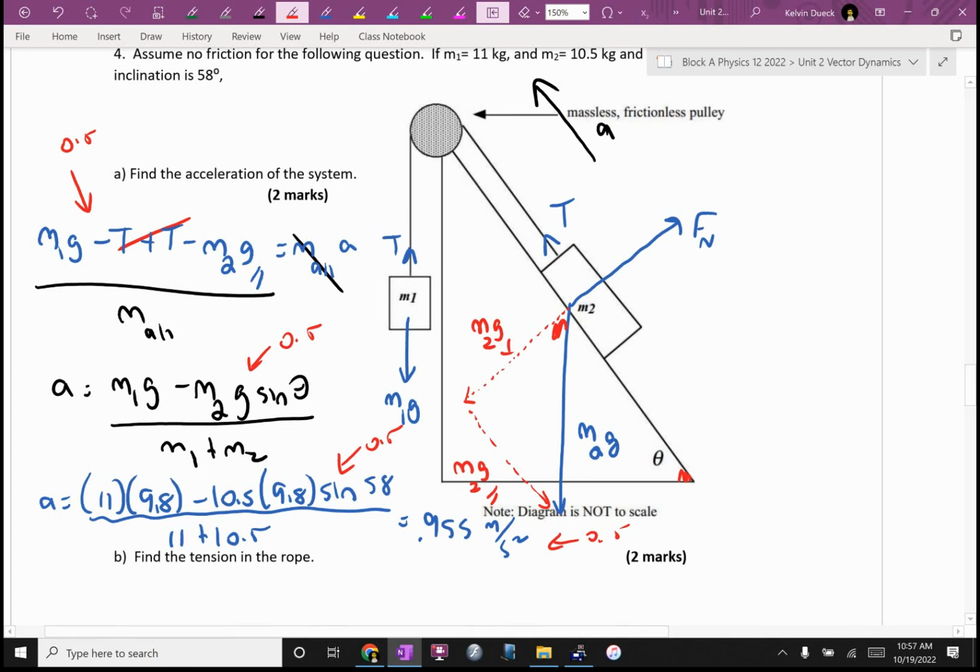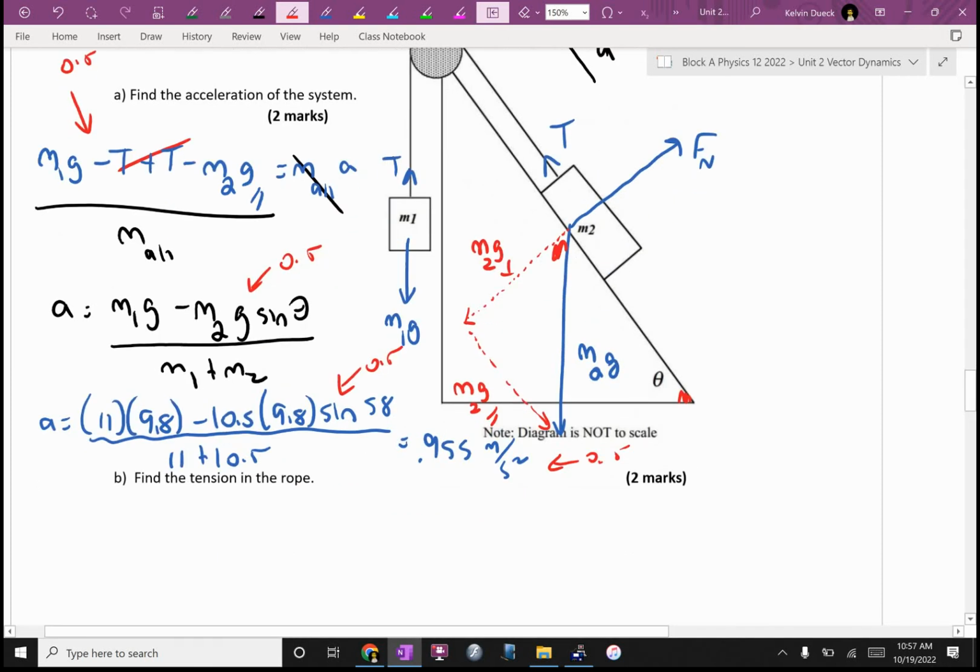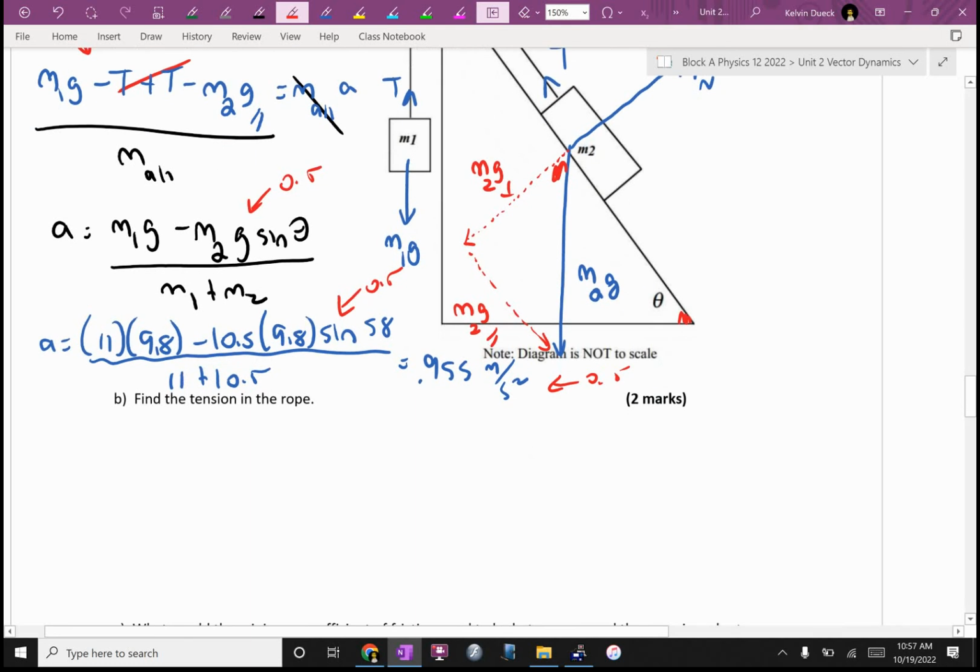Find the tension in the rope. Which mass would be way easier to use to find the tension for the rope? Yeah. You can do it with m2, but I would use m1. It's way less cluttered. So I'm going to use m1. My equation there is going to be m1g minus tension equals m1a.